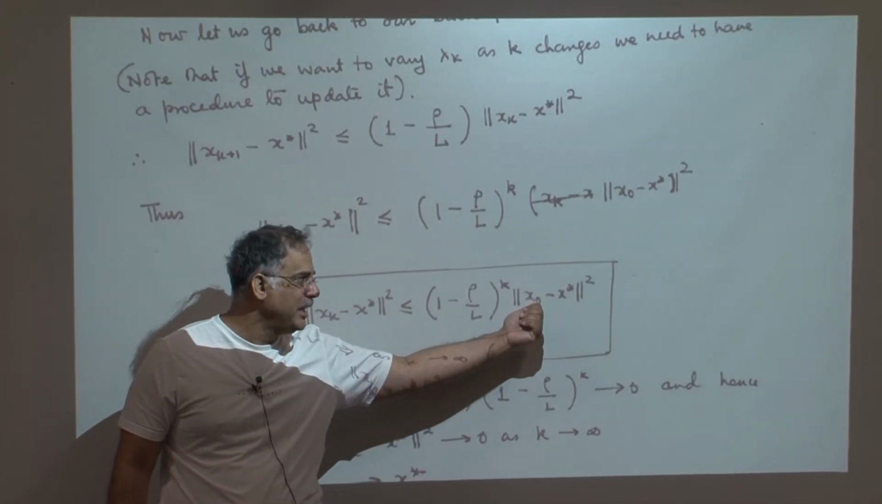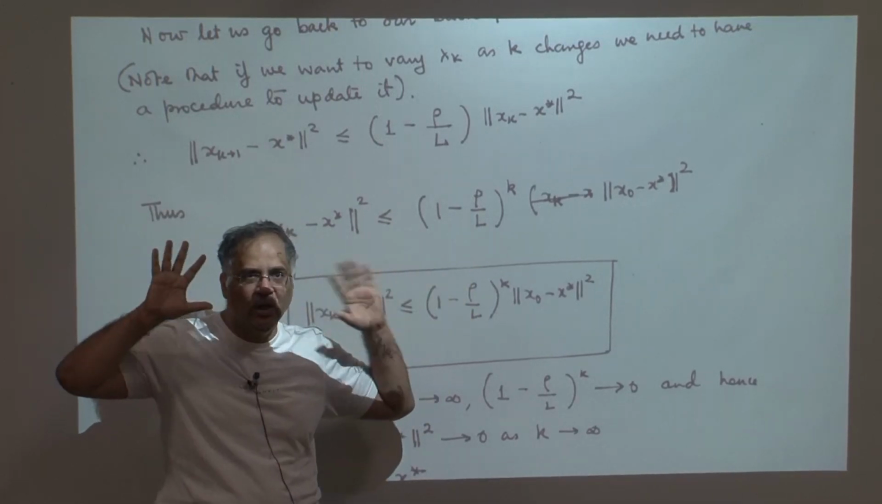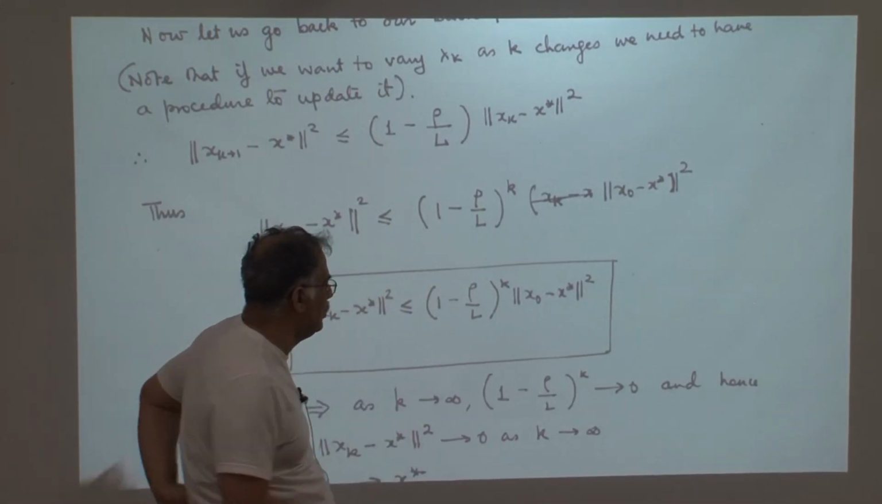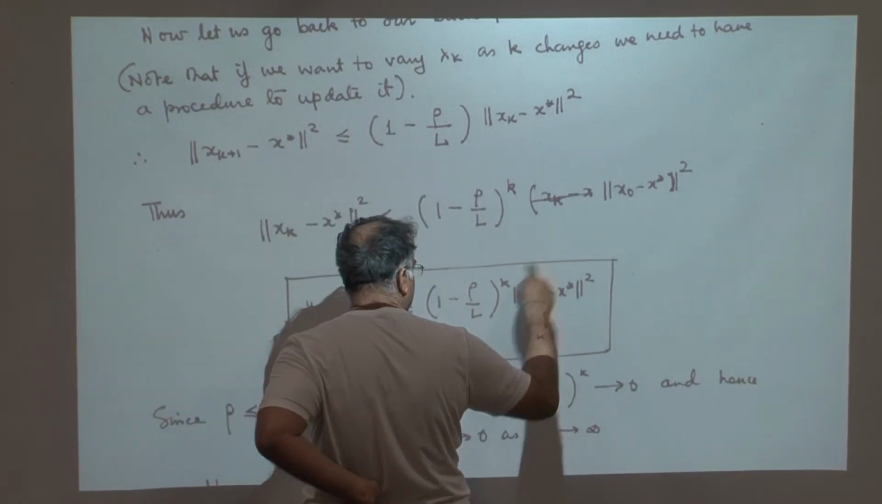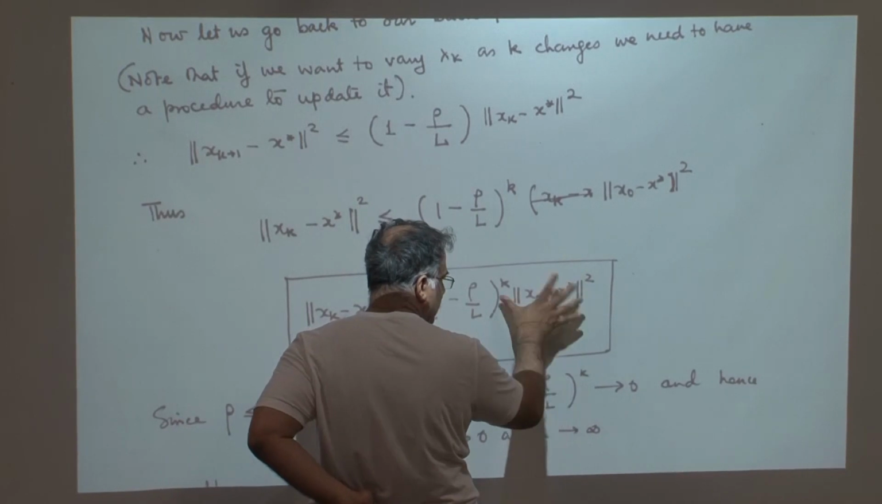So, this is a fixed number, x naught is fixed and x star is, because we have assumed there is a solution. We have to go on with the assumption that there is a solution. If there is no solution, there is no use writing an algorithm. So, x naught minus x star, this part is a constant.